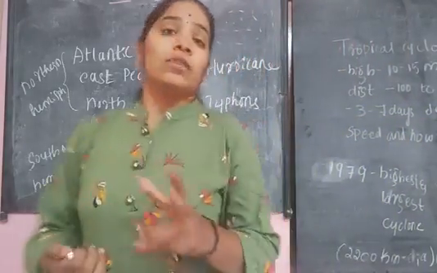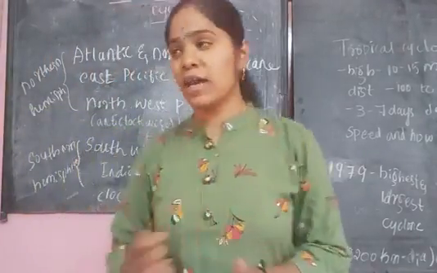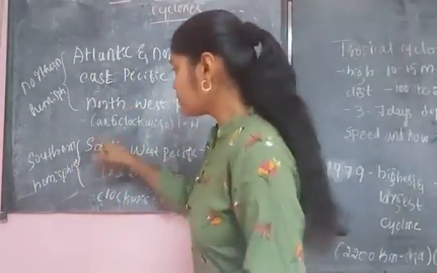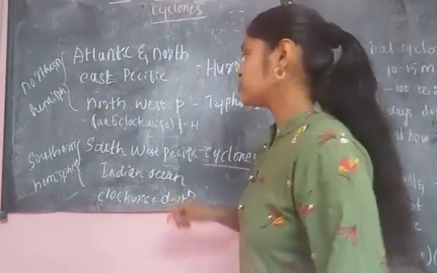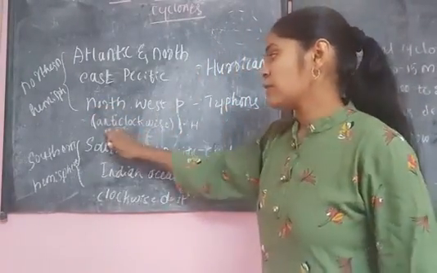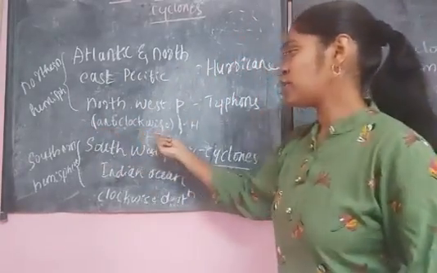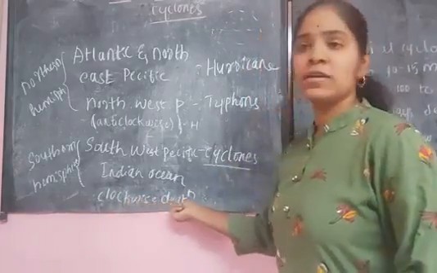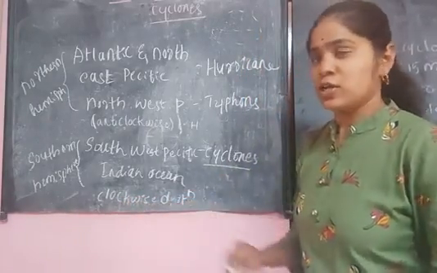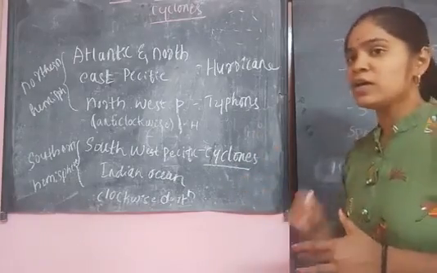The next point is that hurricanes and typhoons are anti-clockwise in direction, and cyclones are clockwise in direction. So this is about the three types of cyclones.